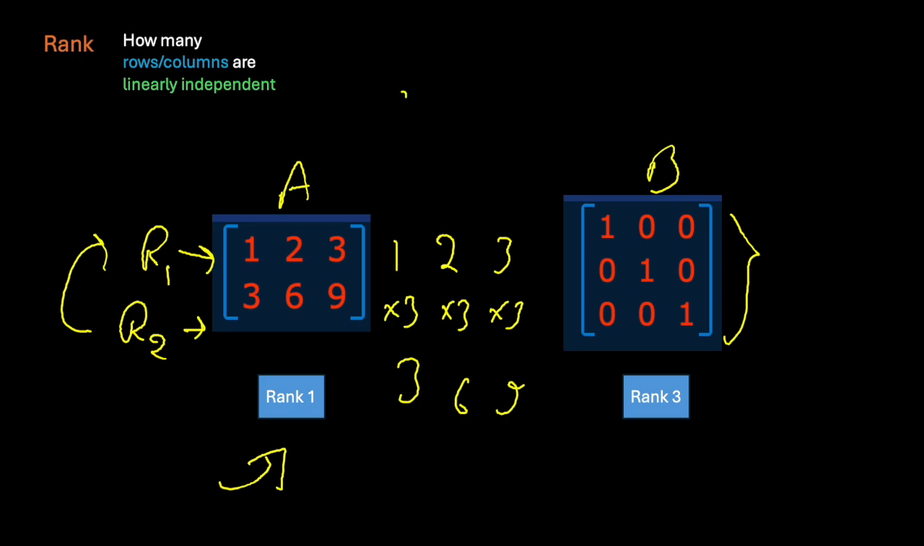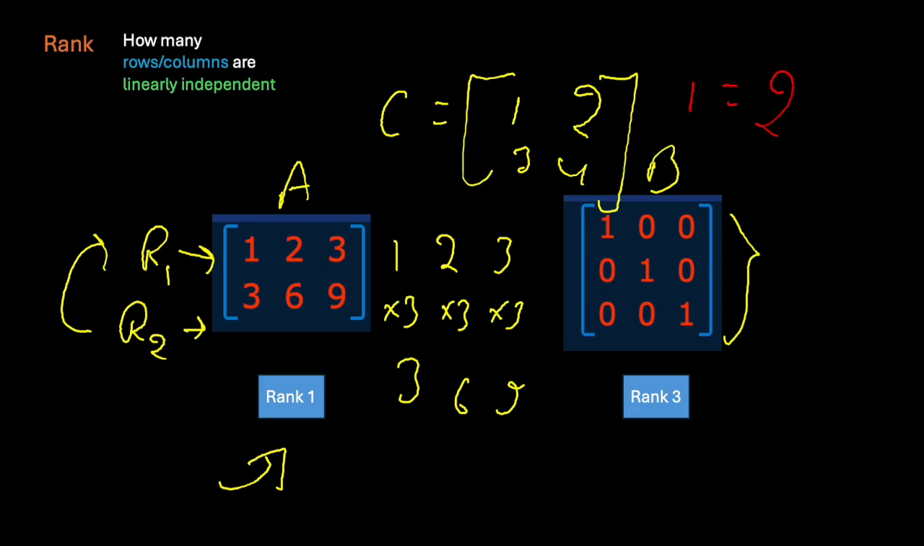Another example could be, let's suppose I have a matrix C, which is 1, 2, 3, and 4. So this is my matrix here. Now the rank of this matrix would be how much? It would be 2, because none of the rows or columns can be represented through each other and they are linearly independent. This is a basic definition of what a rank looks like.